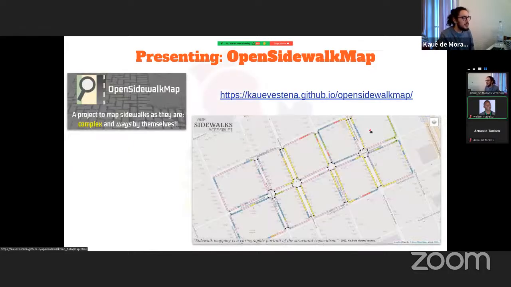So I present you my project called Open Sidewalk Map, which is a version using OpenStreetMap data that has the pedestrian network mapped in detail. But it not only features the web map, it features other tools to do pedestrian network management.